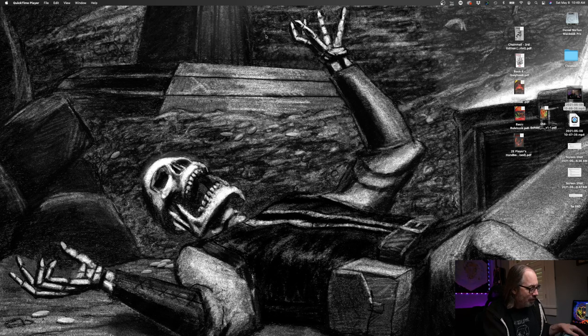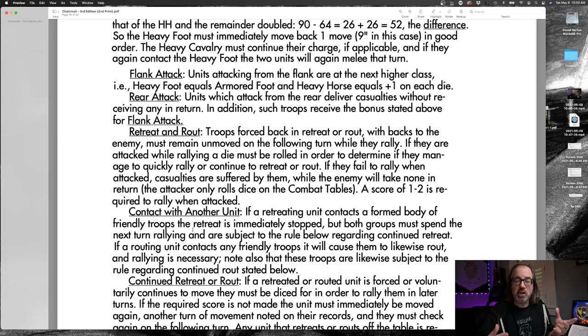And let's start with the granddaddy of them all, Chainmail. Is there something like this in Chainmail? I mean, Chainmail's a war game, right? Why would that make any sense? But I thought, well, let me take a look because there are some other factors that go into this.